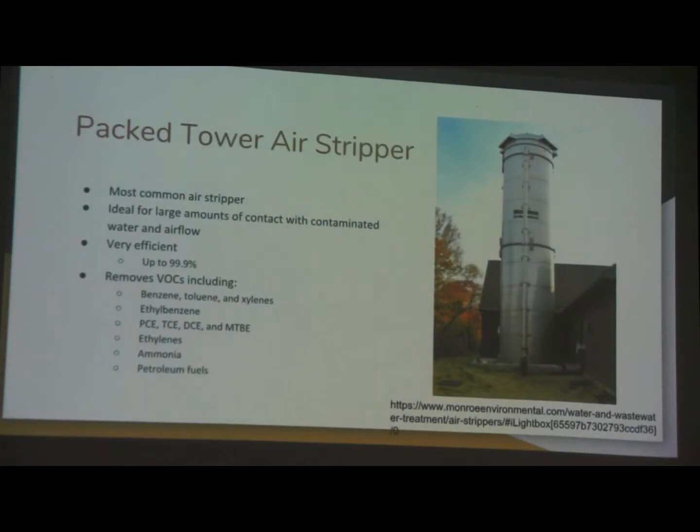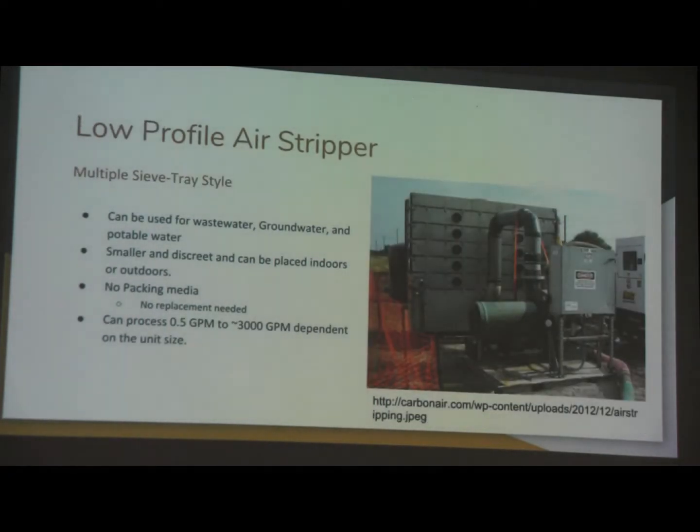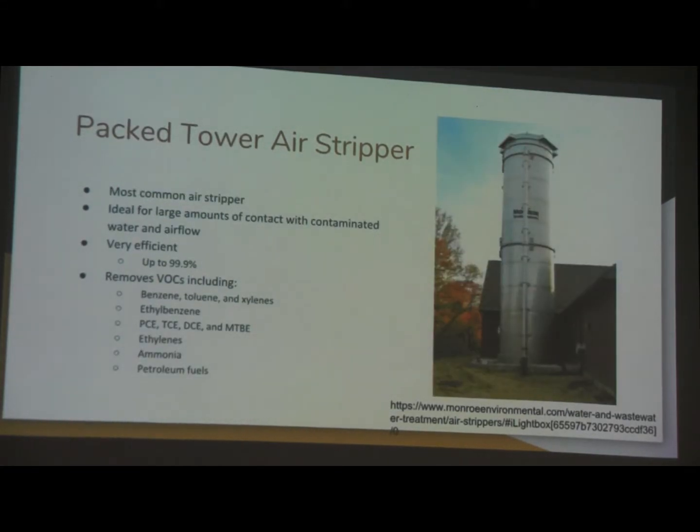So as Keith mentioned earlier, we have the packed tower air stripper. It is very effective, most commonly used, and it eliminates a wide variety of VOCs. Since Keith already went through how they work, we won't go too in depth on this. But basically, the packing within a column can be a big factor. So if you look here at the multiple sieve tray style, it's much smaller, much more compact. With the size of the packed air tower, as you can see for perspective, this is a house right here. So this thing is easily going over 2 to 3 stories high.